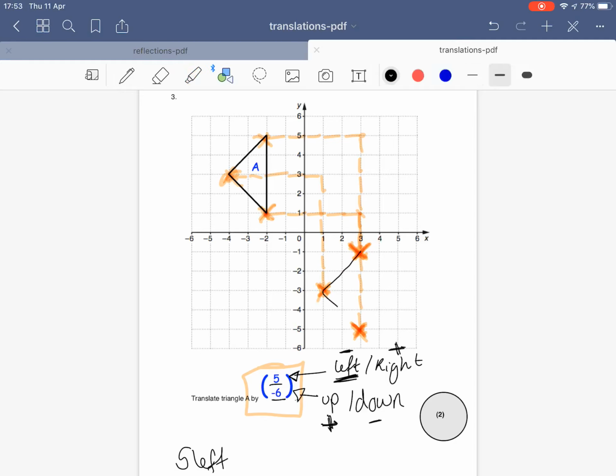So I can join these 3 points up, and I have my new triangle. So it has been moved down, and you'd still get full marks. Don't rub out all these lines. Okay, you still get full marks if you've drawn all over it.